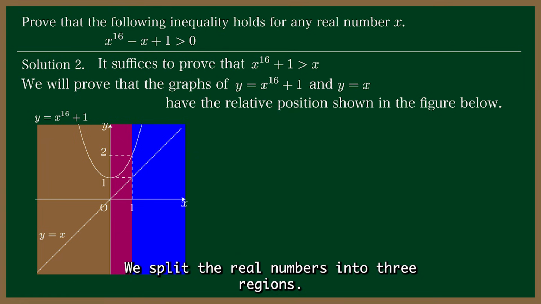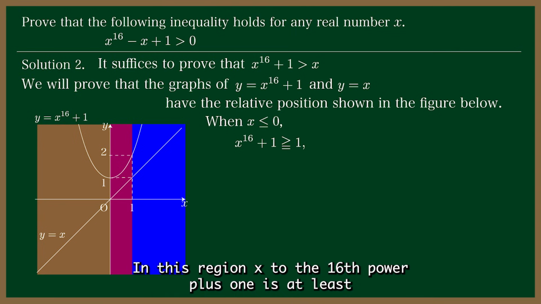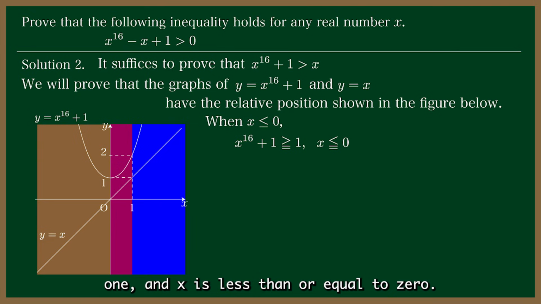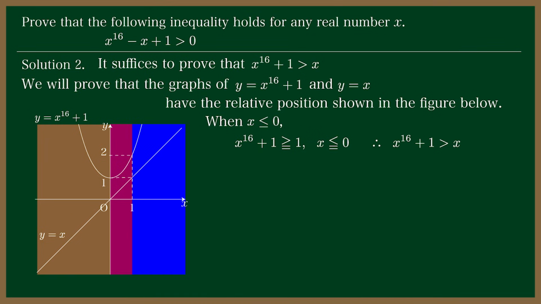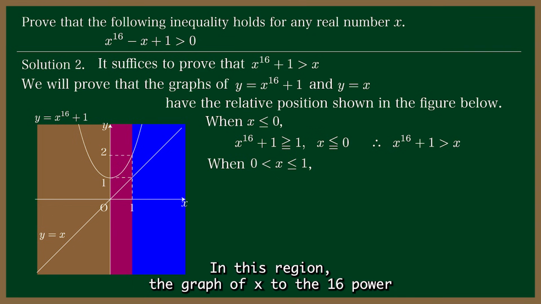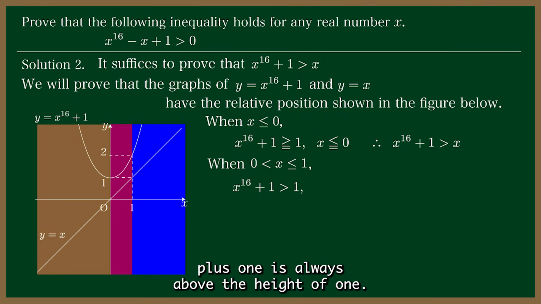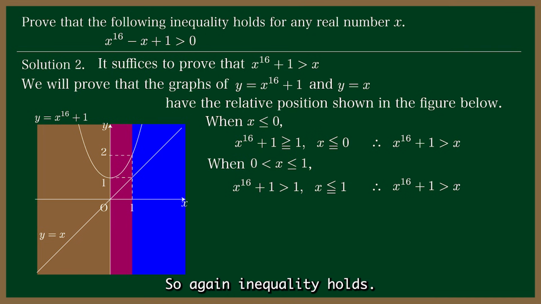We split the real numbers into 3 regions. First region, x is less than or equal to 0. In this region, x to the 16th power plus 1 is at least 1, and x is less than or equal to 0. So the expression on the left is greater than the expression on the right. Second region, x is between 0 and 1, including 1. In this region, the graph of x to the 16th power plus 1 is always above the height of 1, while the graph of y equals x stays below or equal to 1. So again, the inequality holds.